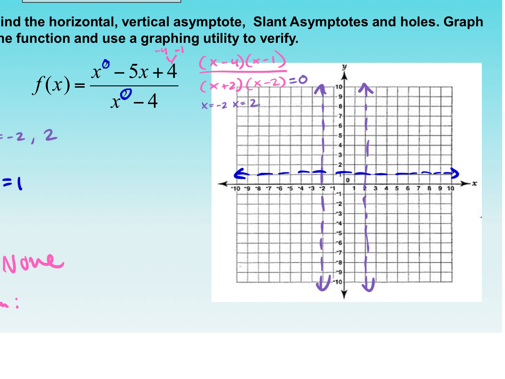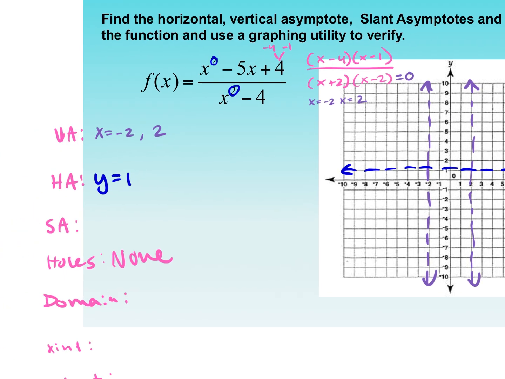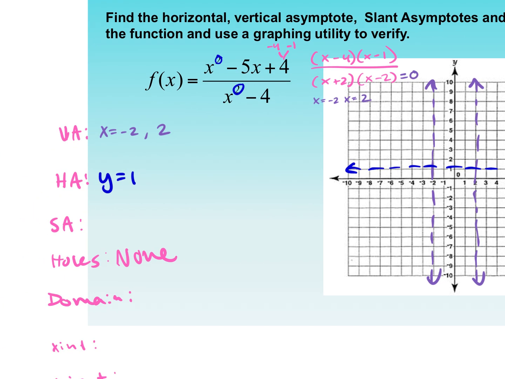Do we have a slant asymptote? Nope. If you have a horizontal asymptote, you're not going to have a slant asymptote. What would our domain be in interval notation? Awesome. -∞ to -2, -2 to 2, and 2 to infinity. Perfect.